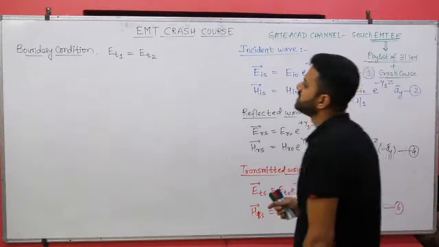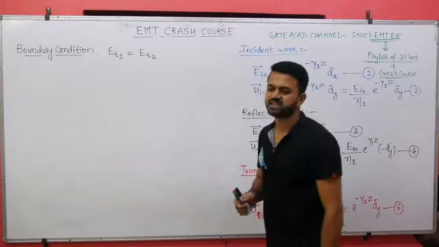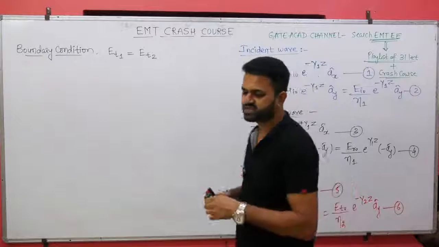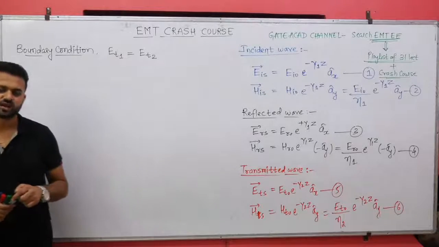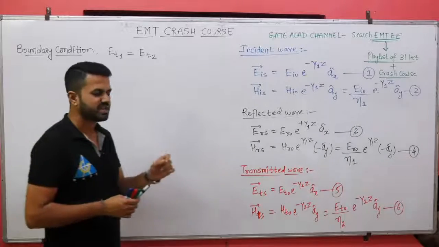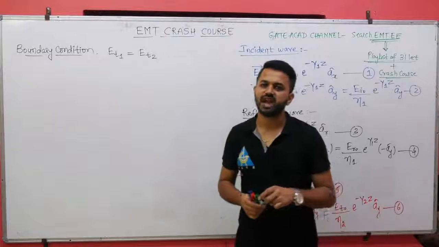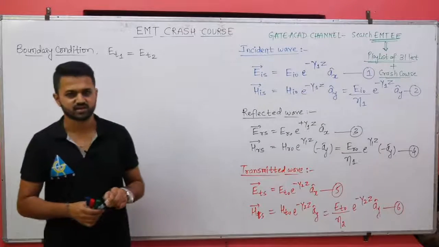Okay, so boundary condition: the tangential component of electric field in medium 1 and medium 2 are the same. What are the tangential components? If z equal to 0 is the boundary, any variable which is constant is the normal component, and anything which is remaining is the tangential component.